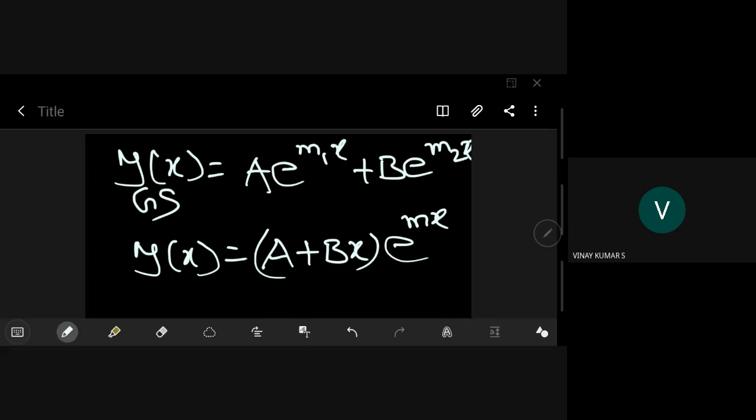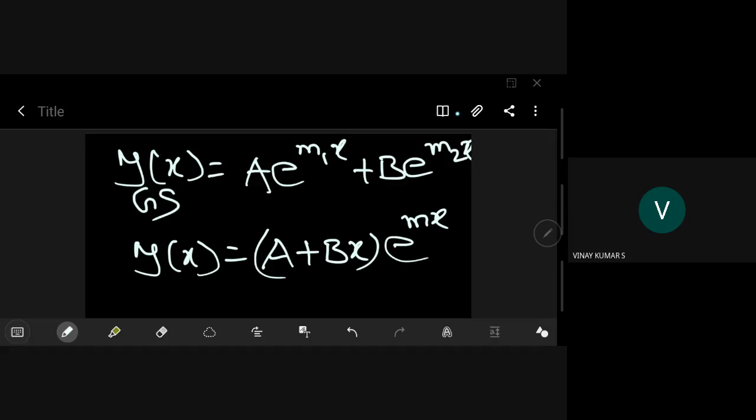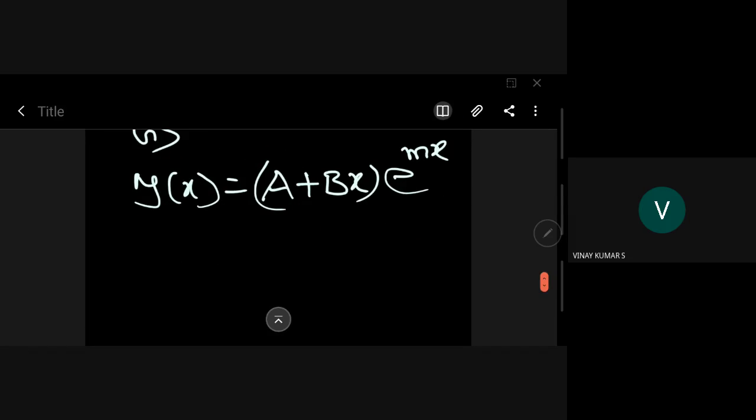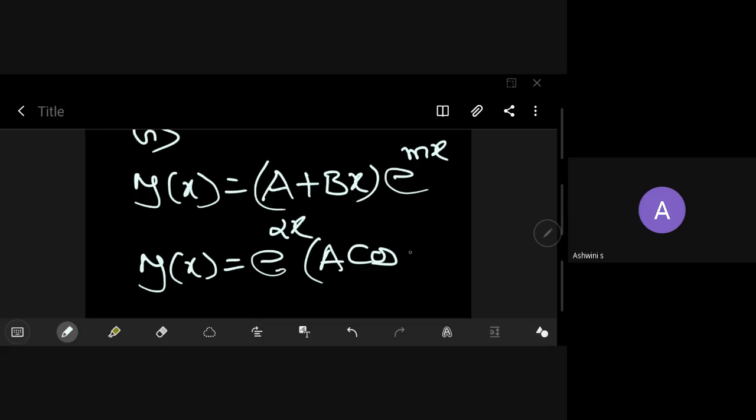The third case is complex roots, that is alpha plus or minus i beta. So how can that be written? y of x is equal to e power alpha x, the real part times x, into arbitrary constant a cos beta x, beta being the imaginary part of that complex number, plus b into sin beta x. This is the answer.